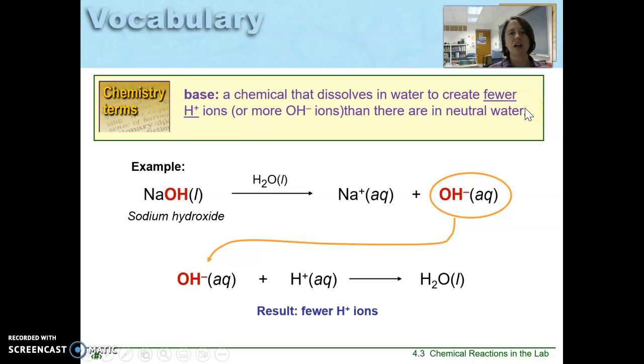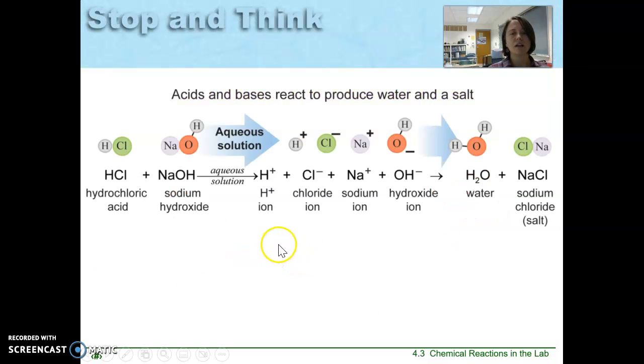Okay, as we know, we talked about bases are a chemical that dissolves in water to create fewer hydrogen ions or more hydroxide ions than neutral water. And just a quick review. When you put an acid and a base together, and remember this happens in an aqueous solution, so everything is dissolved in water, and both of those dissociate into their ions. You get hydrogen and chloride ions, sodium and hydroxide ions, and then this and this react to form your salt, sodium chloride, and then this and this react to form your water.